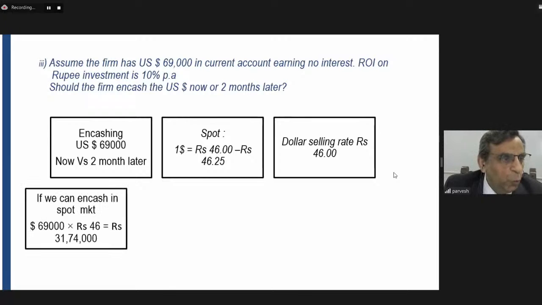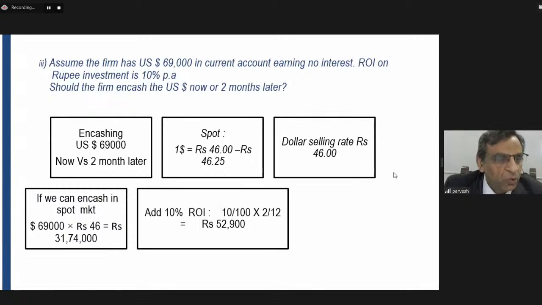So if we encash in the spot market, how much will it be converted into rupees? It will be 69,000 multiplied by 46, which is the selling rate. So he gets 31 lakh 74,000. Now, since he has converted today, he will get 10% return. He's going to park his money somewhere and get a return of 10%. It will be for 2 months because we want to compare what he'll be getting 2 months from now with what he's getting today, plus the interest for the 2 months.